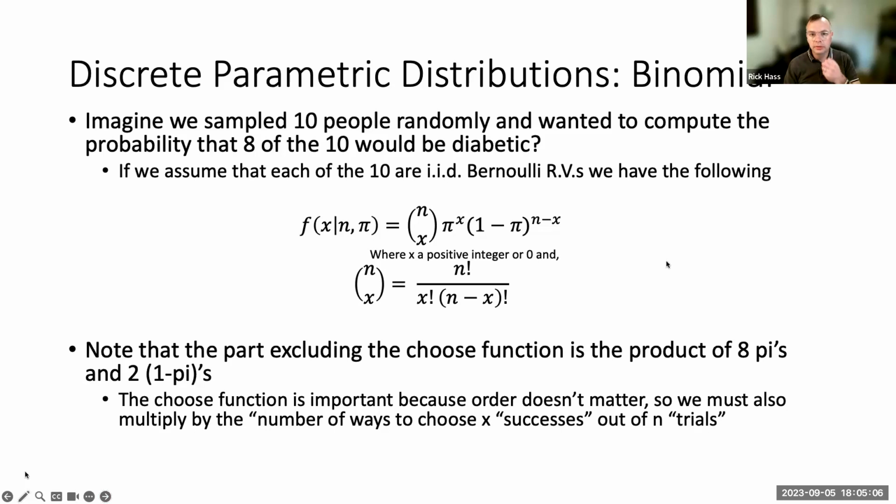What we're essentially doing is we're making use of the multiplication rule for joint probabilities. So we're multiplying together 8 of the diabetic probabilities with the rest 2 of the non-diabetic probabilities. And then this part, the choose function, just tells us how many different ways we could have gotten 8 out of 10 diabetics.